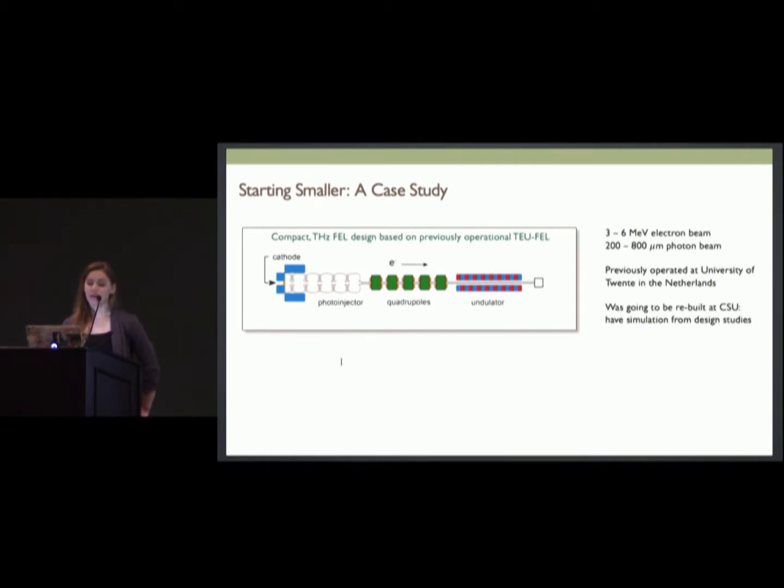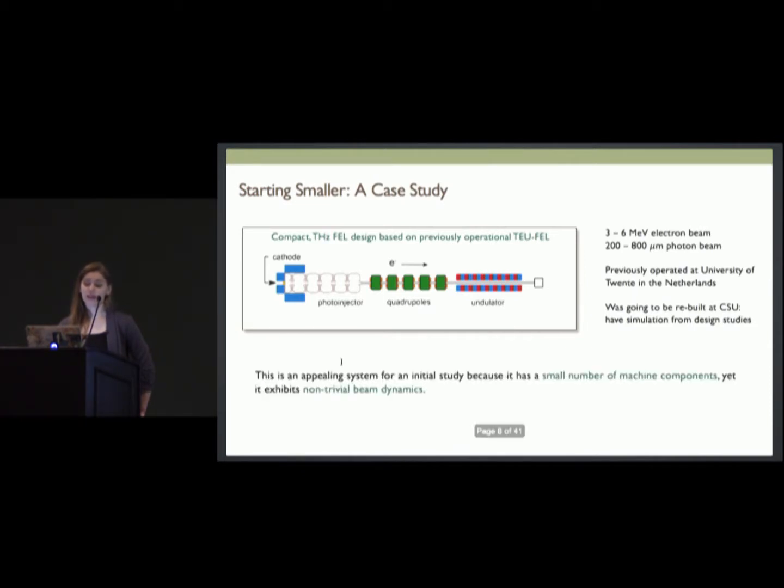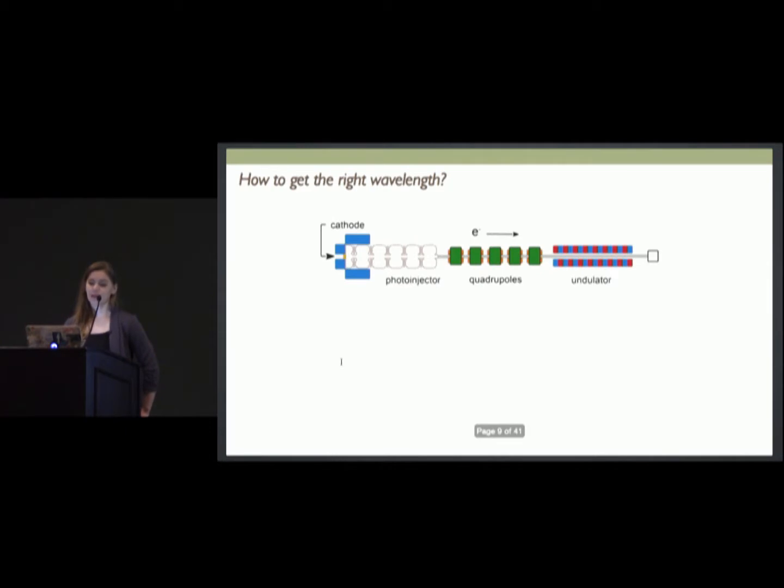This is a pretty small FEL. It's one that was previously operational in the Netherlands, and there were plans to rebuild it in the US. That's been stalled, but maybe someday it will be built. One of the reasons this is interesting is that you've got a fairly small number of components that you need to adjust, but this system actually has a lot of nonlinear beam dynamics in it. So it's a nice little test case.